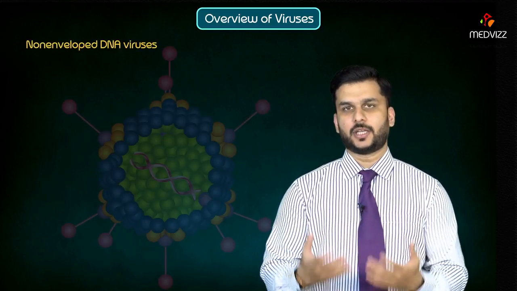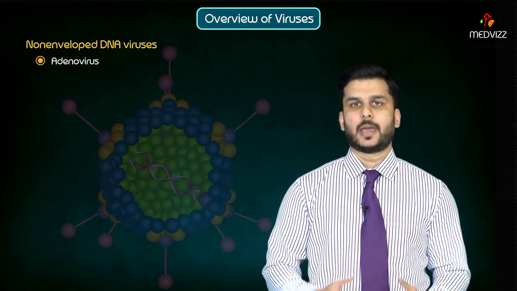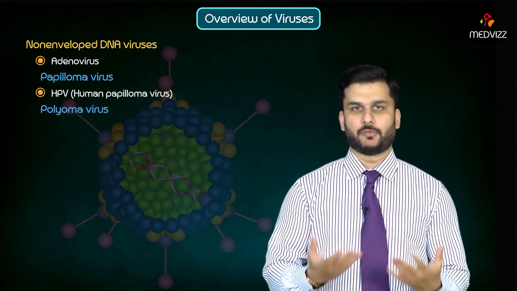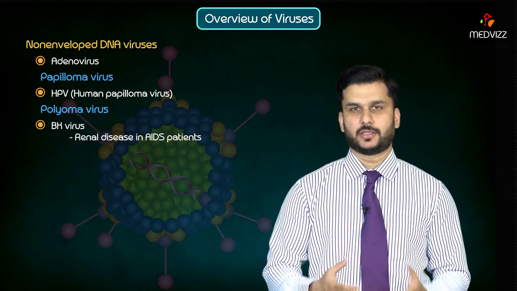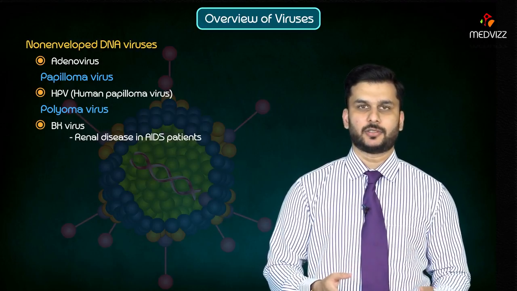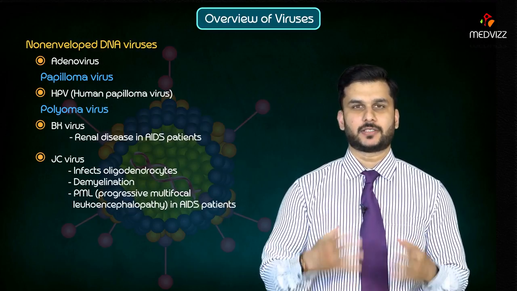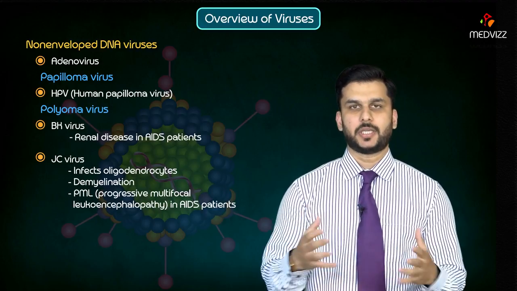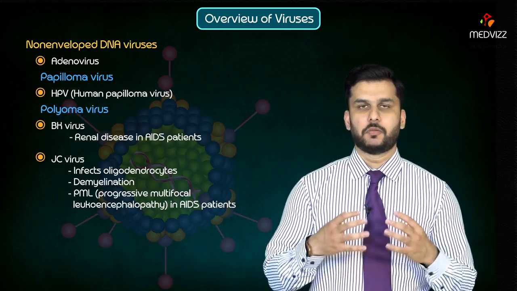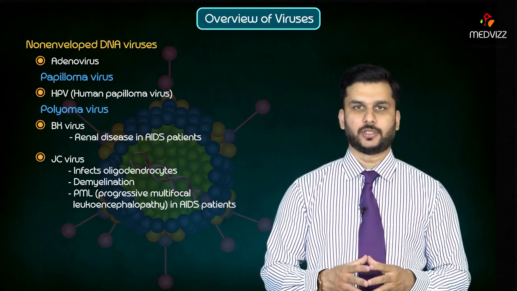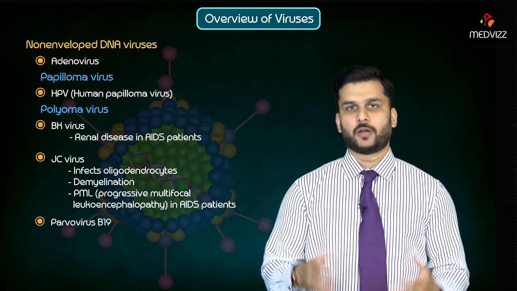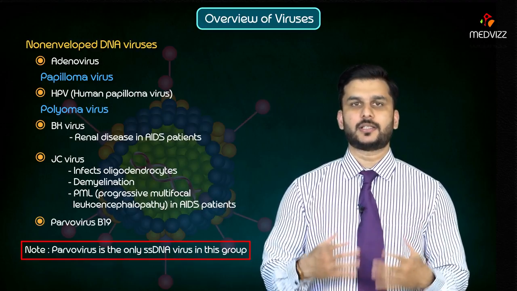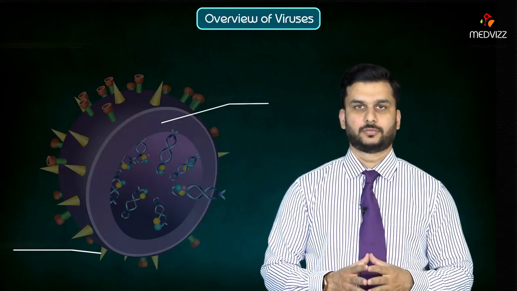The non-enveloped DNA viruses are adenovirus, papillomavirus, that includes the human papillomavirus, or polyomavirus, that includes BK virus, that causes renal disease in AIDS patients, and JC virus, that infects the oligodendrocytes, leading to the demyelination and eventually causing PML, that stands for progressive multifocal leukoencephalopathy in the AIDS patients. Parvovirus B19. Parvovirus B19 is the only single-stranded DNA virus in this group.